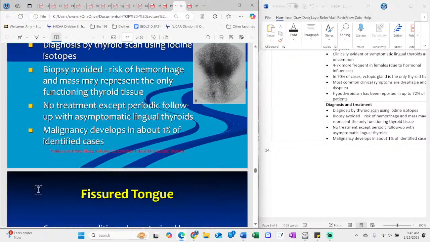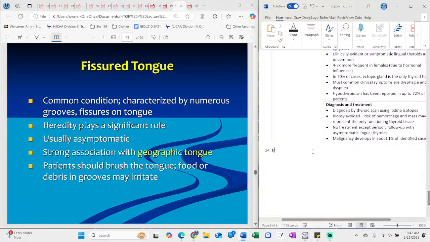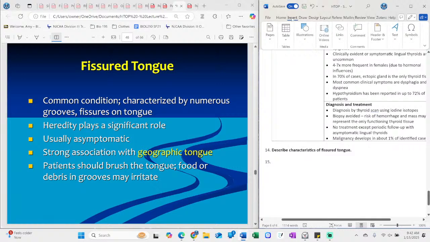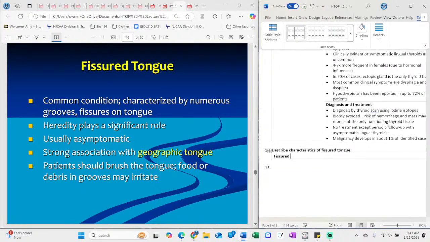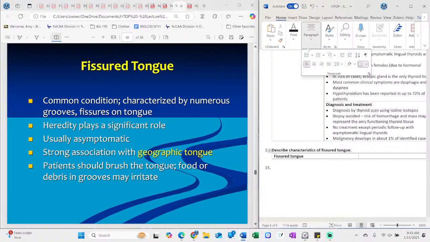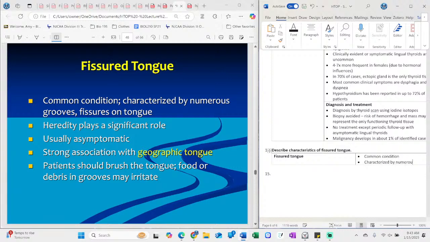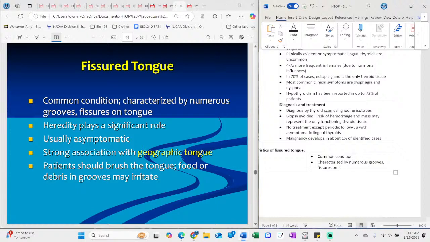Fissured tongue. I guess we have somewhat covered it last time, so I'm going to go over it quickly. In fissured tongue, the tongue will have fissures, multiple grooves that you will see. There's a strong association with geographic tongue, to the extent that studies also suggest that geographic tongue may cause fissured tongue. So ask the patient to clean the tongue completely, because deposition of any food or debris may irritate the tongue, or it may be a good place for organisms to thrive, especially fungal organisms.